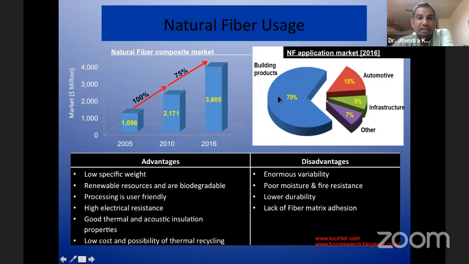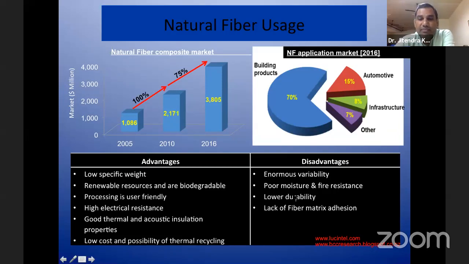If we use natural fiber in that matrix, it has many advantages rather than disadvantages. It has a low specific weight, processing is user friendly, it is not harmful to humans, it has good thermal and acoustic insulation, low cost, and the possibility of thermal recycling because these are generated from the environment. It is also a renewable resource, and biodegradable after some time when you want to degrade.